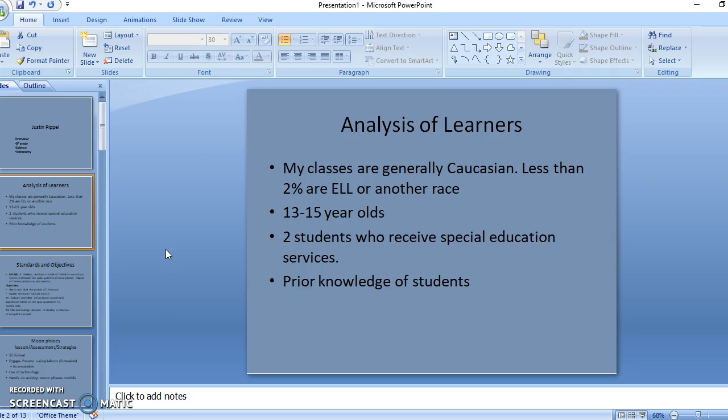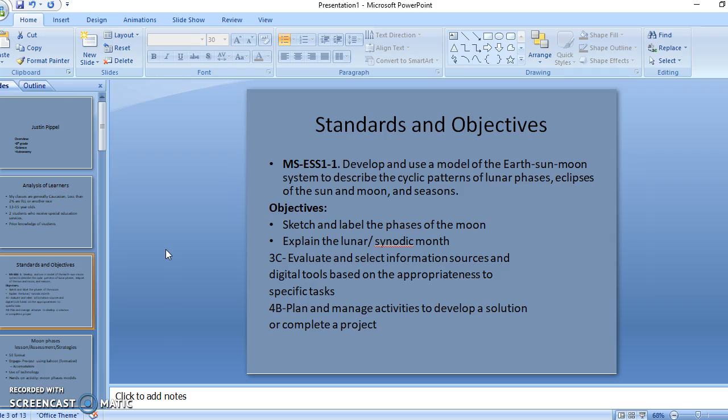The prior knowledge of students coming into my astronomy lesson varied. I'm going to focus specifically on moon phases, and some of them have a good understanding of them, especially if they've been at the school. A lot of these students have not been at the school. They've joined in middle school, and the ones that have been there since elementary already know about moon phases.